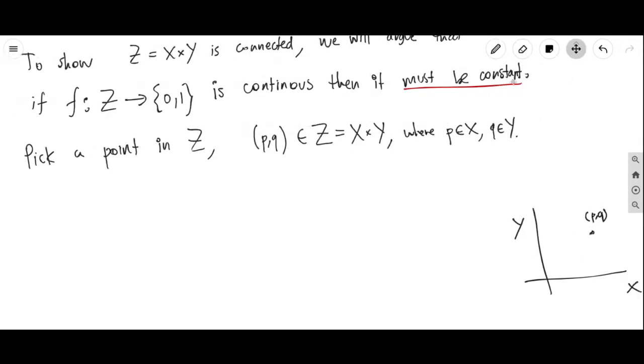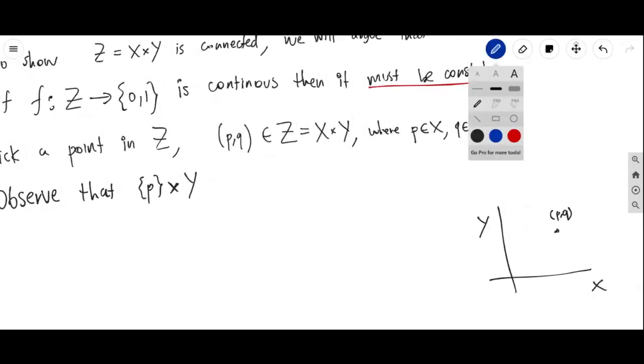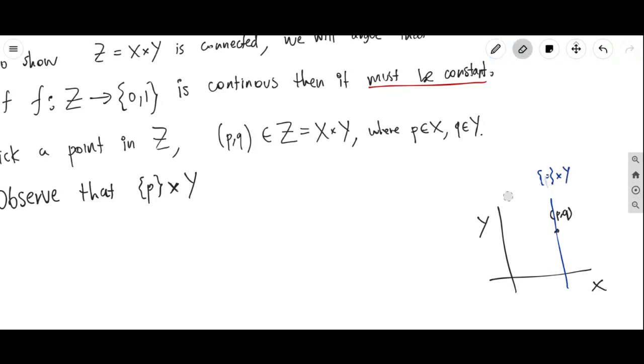Now, observe that this P times Y, which in this picture represents this entire line, is the set {P} times Y. This is just another way of saying the first coordinate has to be P, and the second coordinate could be anything.